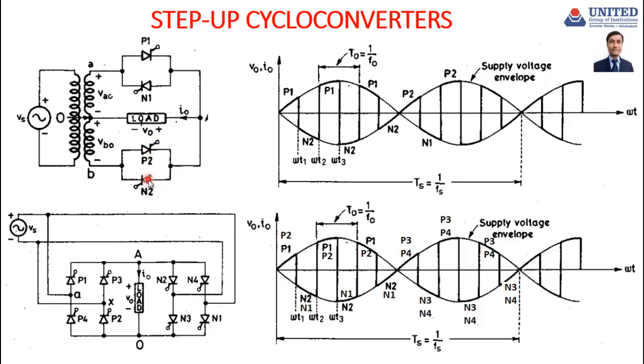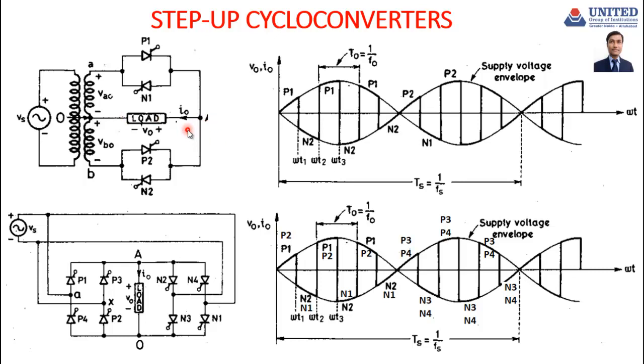P1 and P2 are for the positive group, and N1 and N2 are for the negative group. The load is connected between the secondary winding midpoint O and terminal A. This one is the A terminal. The positive direction of output current and output voltage is marked with plus and minus, and the direction is right to left.